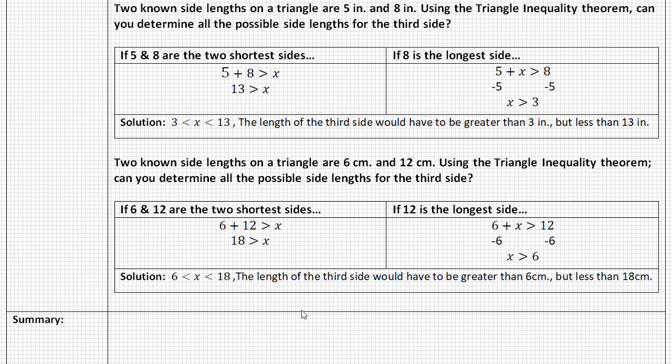How'd you do? In our final solution, you can see here that I got that x has to be greater than 6, but less than 18. And here's my work. If 6 and 12 are the two shortest sides, combined they make 18. So 18 has to be greater than that third side, if those are the shortest sides. But if 12 is the longest side, then 6 plus that unknown side has to be greater than 12. Doing a little work here to solve for x, we see that x would have to be greater than 6. So that's how I got to this solution, and I wrote out my answer in a complete sentence.